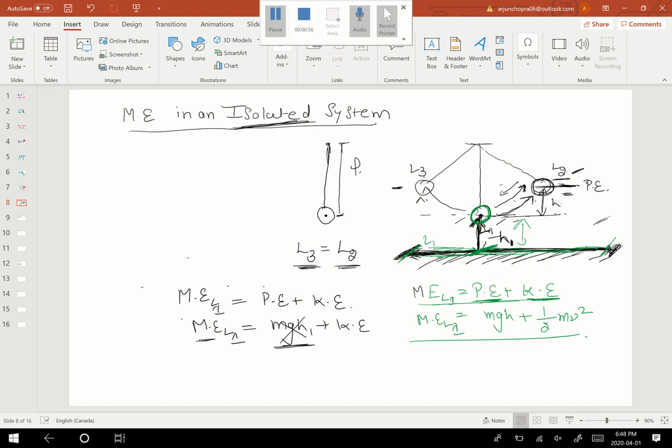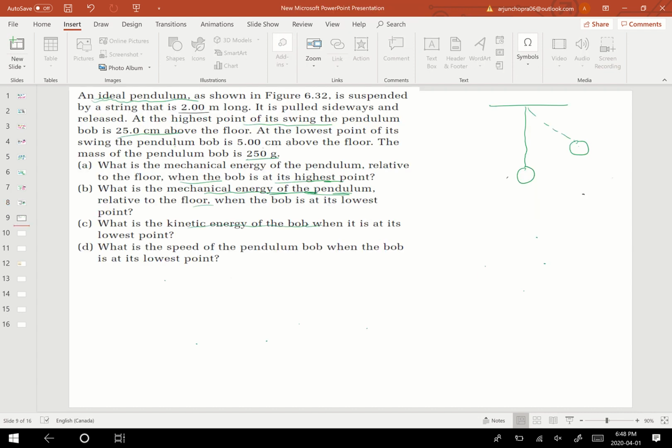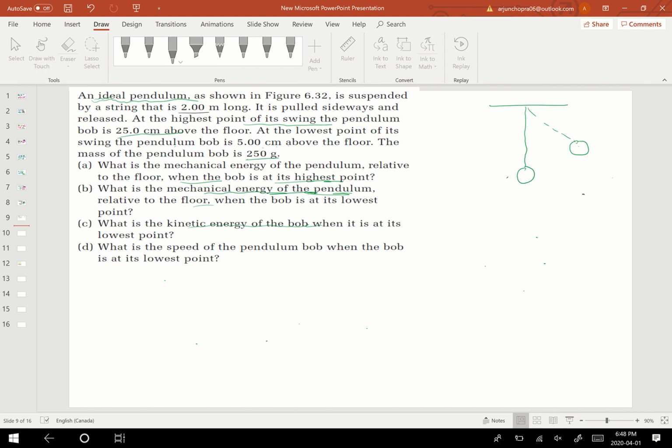So this is the most important thing which we need to remember: from where we are measuring the energy. What is the reference ground? So let's look into this question. An ideal pendulum, as shown in the figure, is suspended with a string, is pulled sideways and released at the highest point of its swing. The pendulum bob is 25 centimeters above the floor.